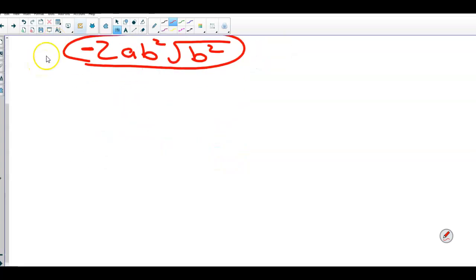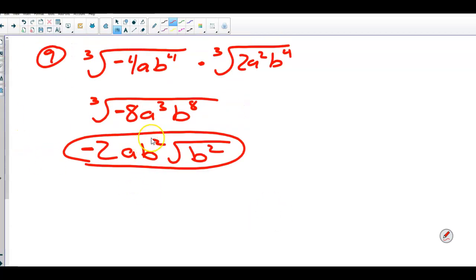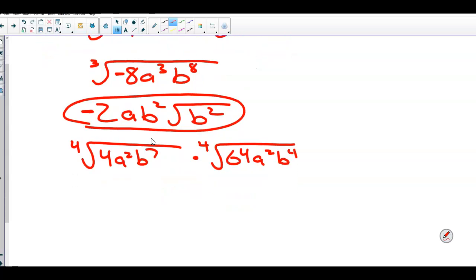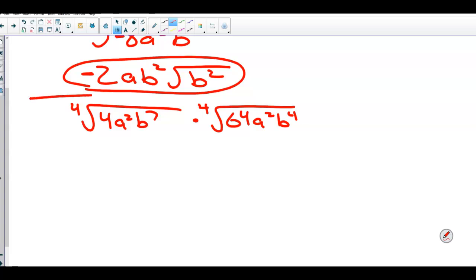Same process. Fourth root. 4a squared b to the 7th times the 4th root of 64a squared b to the 4th. This is number 10. Same index, so we can multiply.